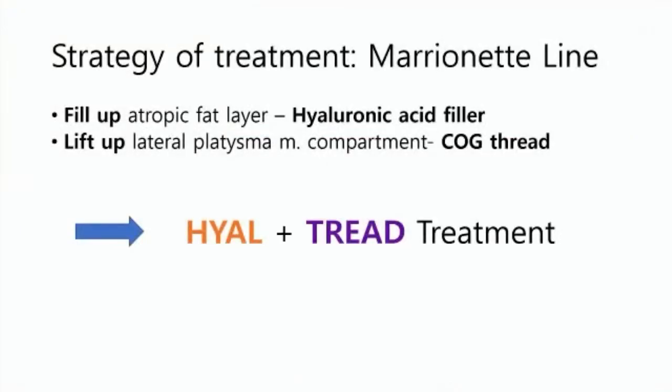So the treatment strategy for the marionette line is to fill up the atrophied fat layer using hyaluronic acid filler and lift up the lateral platysma muscle compartment using the PDO cog thread. So I call that hybrid thread treatment for the marionette lines.